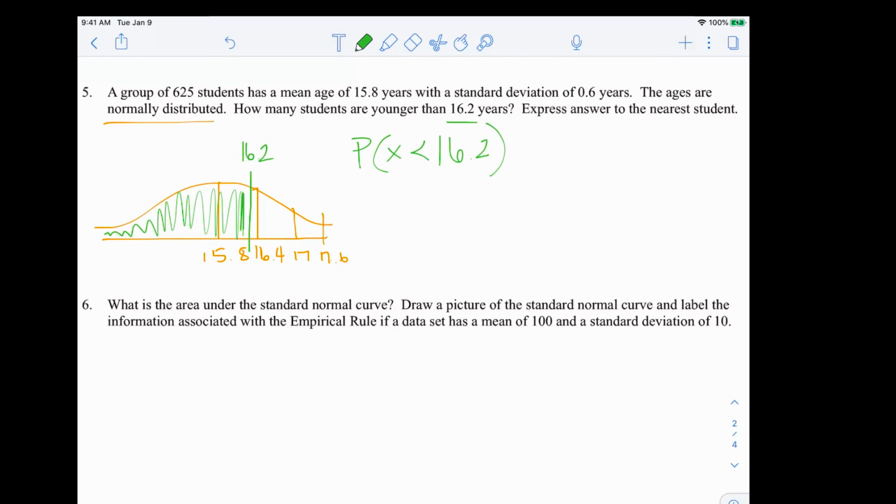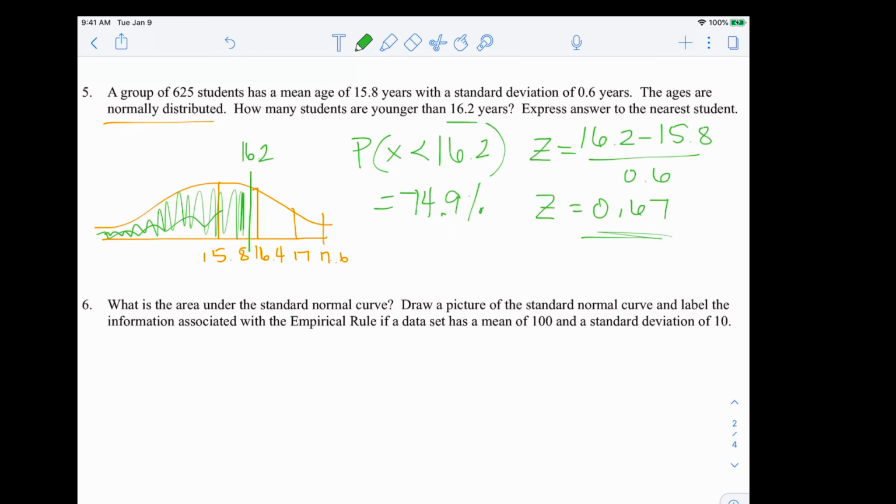the z-score. So in this case, z equals my data value of 16.2 minus my mean of 15.8, divided by the standard deviation of 0.6. This gives me a z-score of 0.67. Then I can either use the table or the calculator to find the probability. If I use the calculator, my lower bound would be negative 99 because I shaded below, and my upper bound would be my z-score of 0.67.